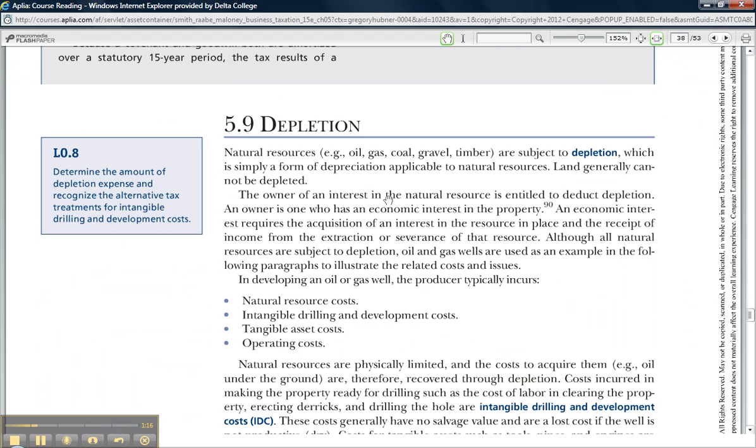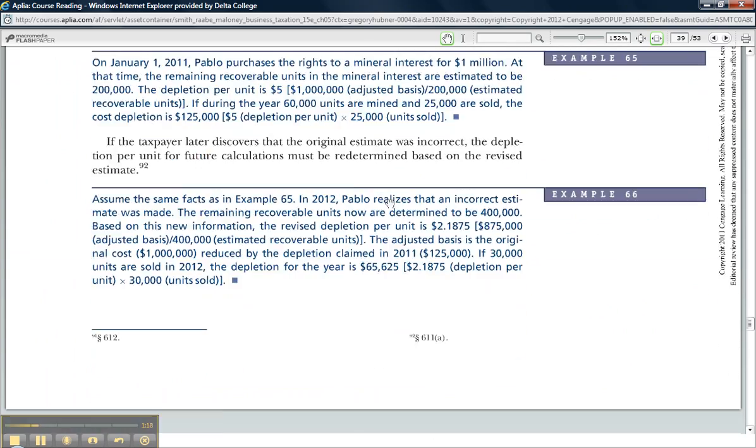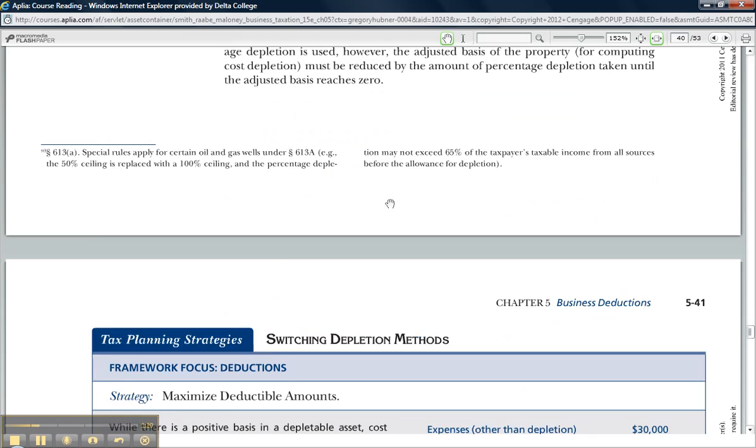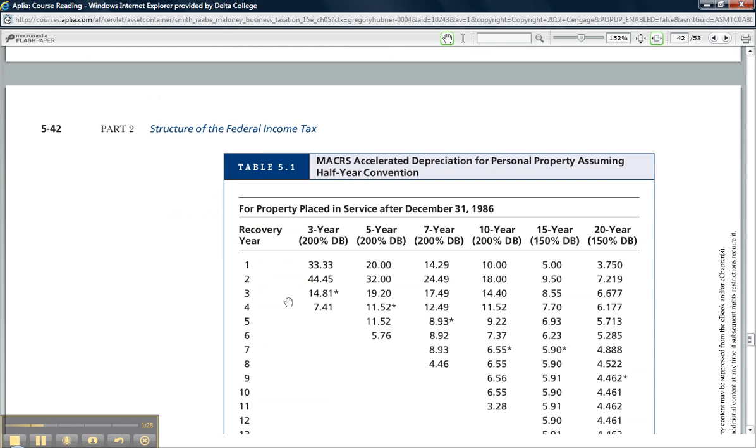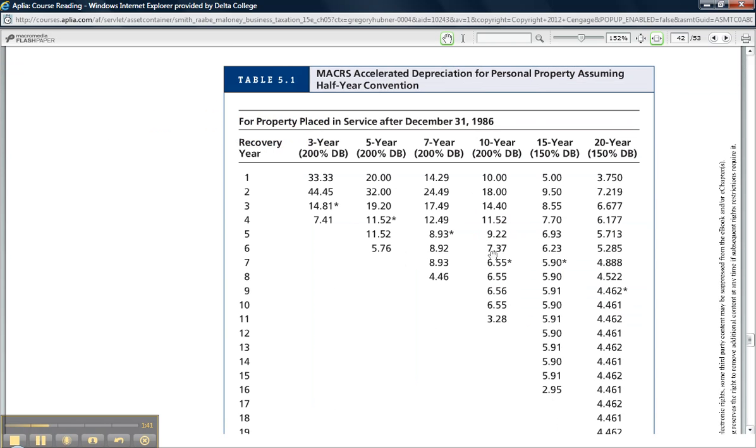We're not going to cover depletion in this class. Let's get down to these tables. This 5.10 defines the tables that you're going to use for depreciating assets, but really you can just go right here to the next page. This table is what you'll use for personal property, assuming the half-year convention. So if you know the standard half-year convention applies, then you use this table.